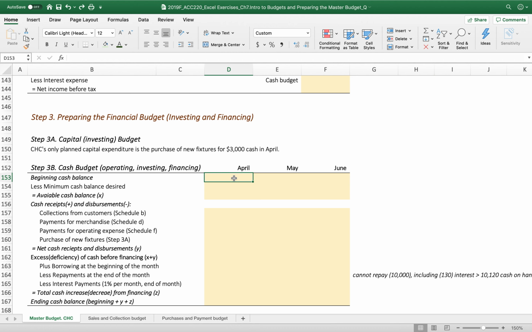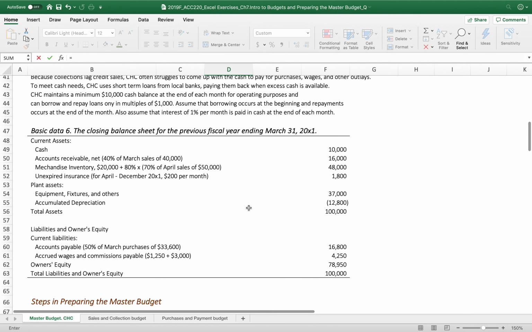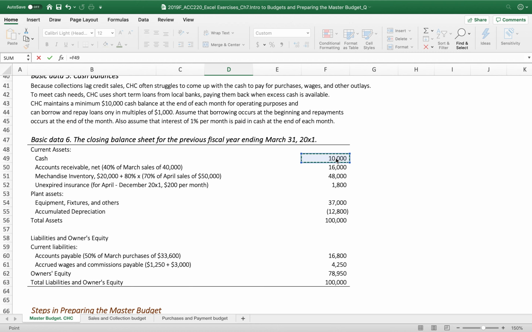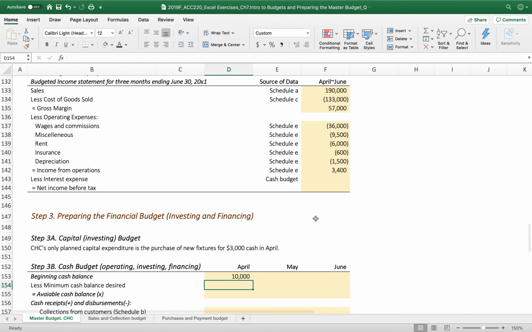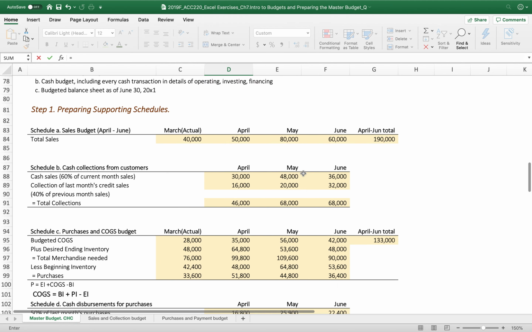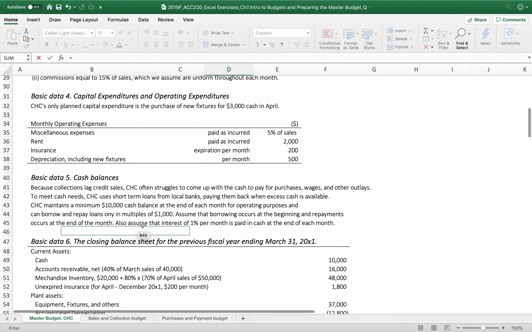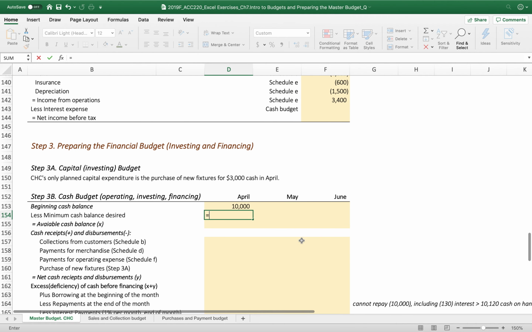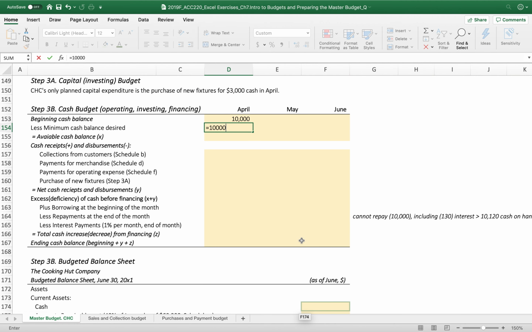So how much is the beginning balance of cash? April's beginning balance is the ending balance of March, so the ending cash balance is $10,000. And then what is less? The minimum cash balance desired. As we read in the cash balance information in the basic data, a $10,000 cash balance is needed. So $10,000. Then what is the available cash balance? It's nothing, because $10,000 is exactly the same as the minimum cash balance desired.